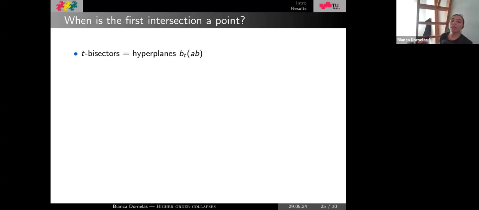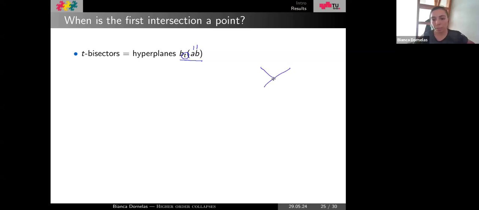So let's go back to our observations of the boundaries of the Voronoi regions. Remember that they were t-bisectors, namely just shifted bisectors. And of course, a bisector is just a hyperplane. And we can, in particular, give a notation for it. So this here is a bisector in between the points A and B at the time t. And they're just hyperplanes.